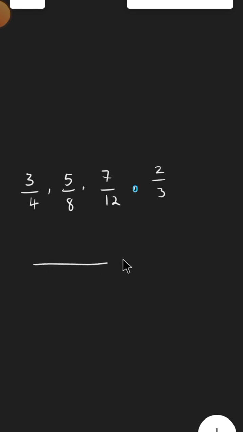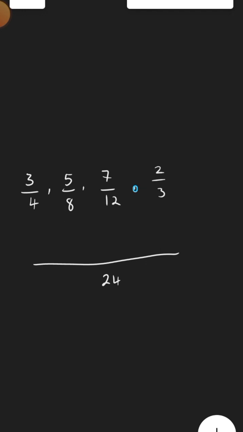Remember my LCM is what? My LCM is 24. So I'm going to put 24 here, okay? Now 24 into 4 is how many times? We're going to find out how many times 24 can go into 4. When we get the value, we multiply it by 3, alright?